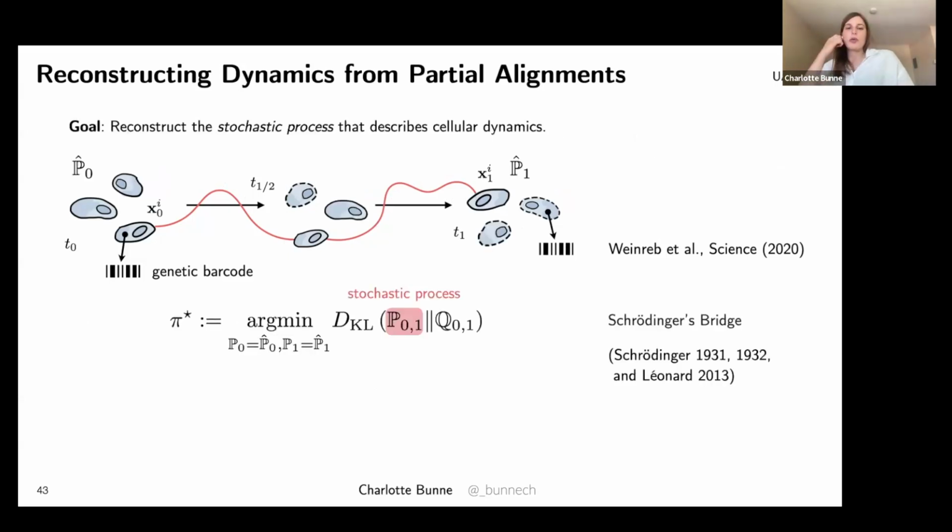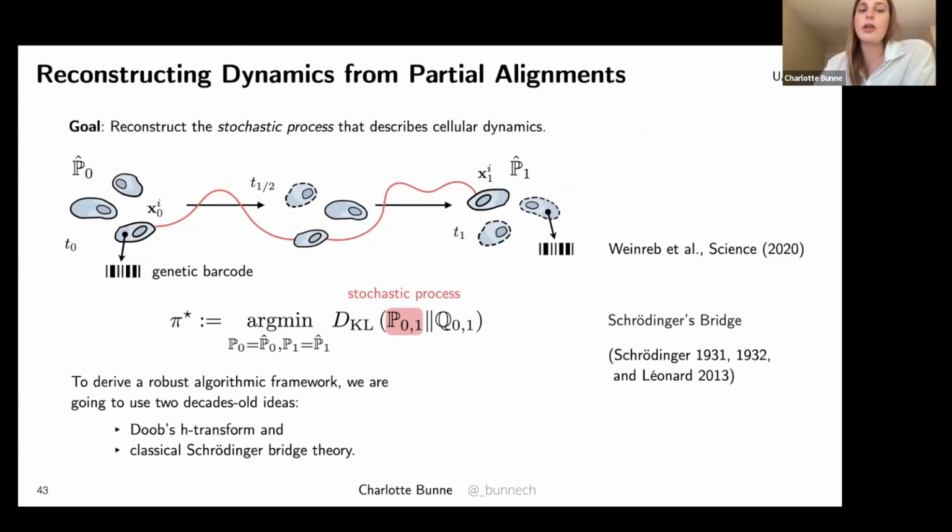And we are now going to learn the stochastic process using the Schrödinger bridge principle. So we parameterize this again through a system of forward and backward SDEs. And we are going to derive an optimization procedure for solving those forward-backward policies that is much more robust by using two-decade-old ideas. One is called Doob's h-transform, and the other idea comes from classical Schrödinger bridge theory.